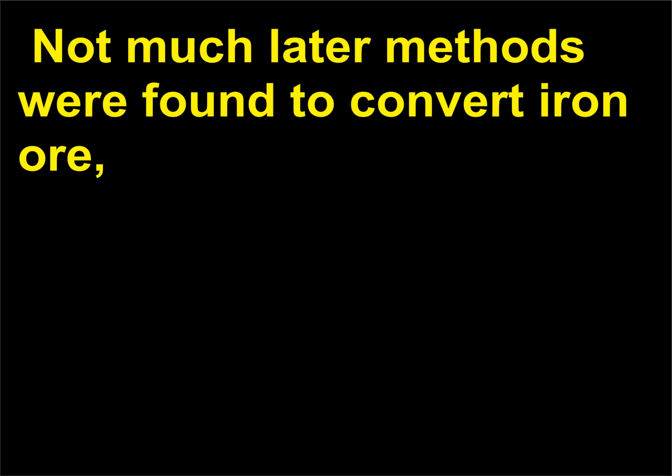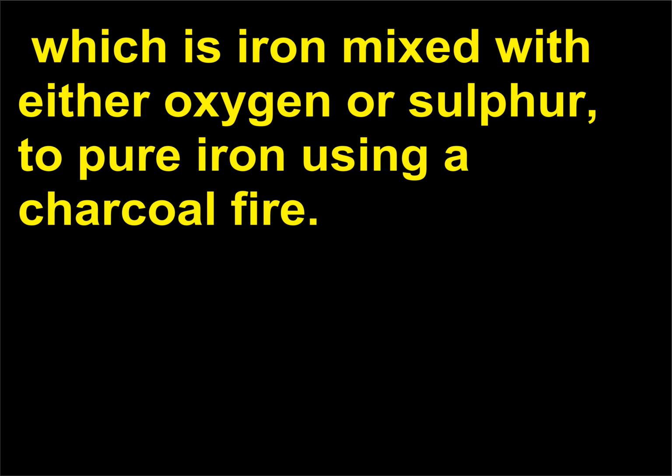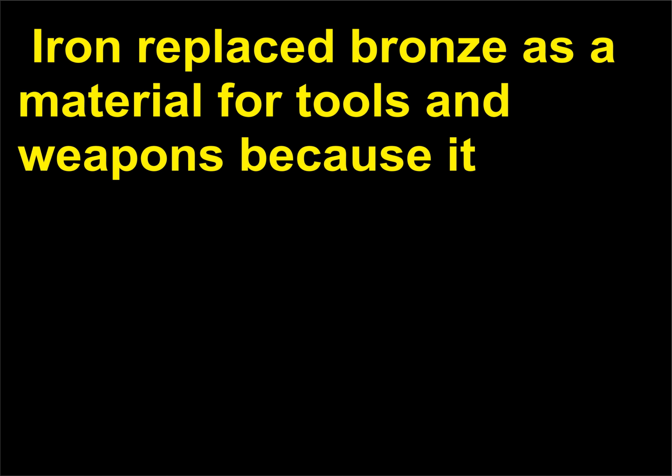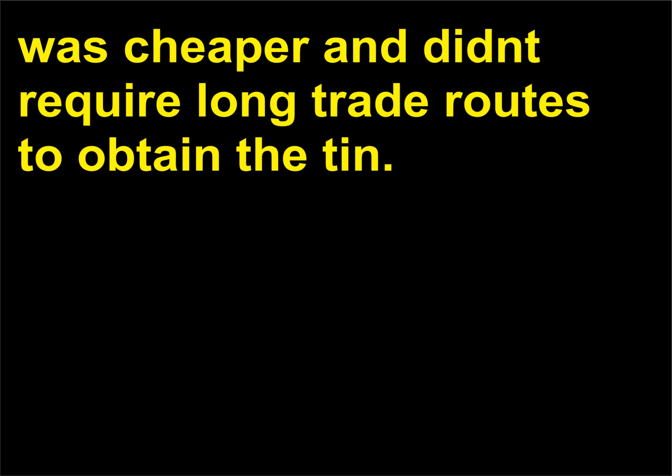Not much later methods were found to convert iron ore, which is iron mixed with either oxygen or sulfur, to pure iron using a charcoal fire. Iron replaced bronze as a material for tools and weapons because it was cheaper and didn't require long trade routes to obtain the tin.